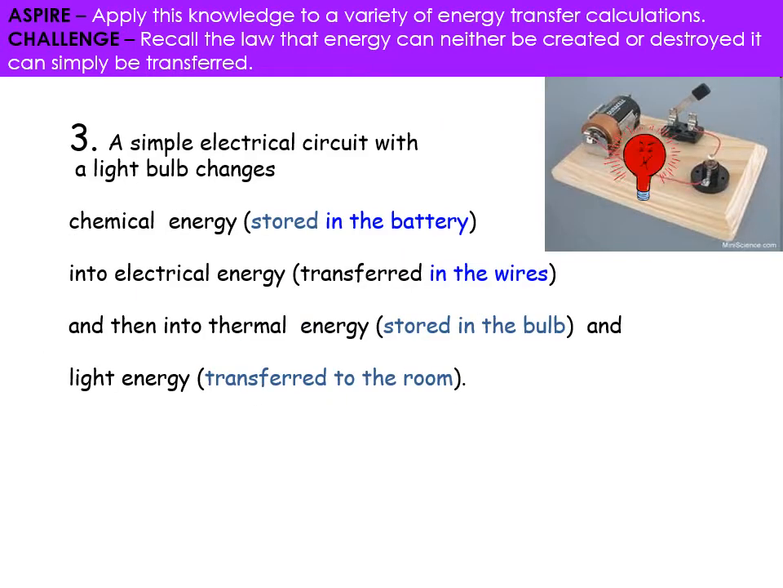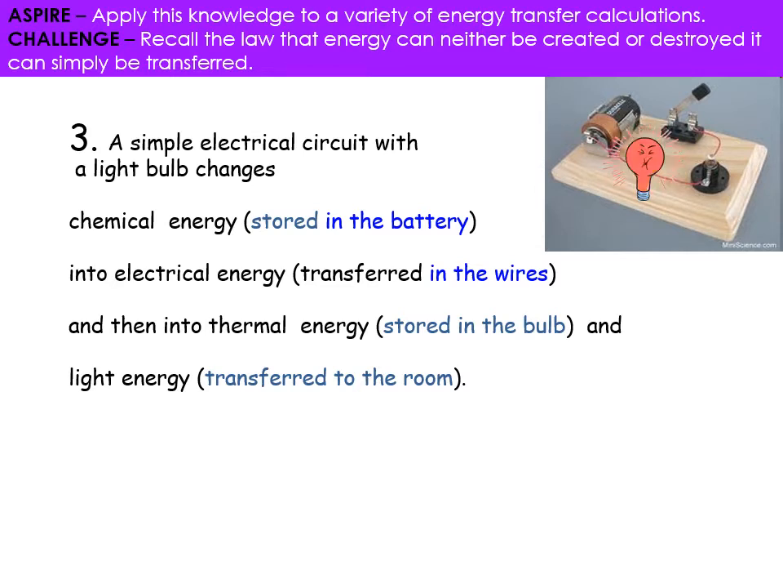We've got, in a simple electrical circuit with a light bulb, changes chemical energy, that's obviously stored in the battery, the chemical, into electrical energy, and that's transferred in the wires. And then it goes into thermal energy, which is stored in the bulb, and light energy, which is transferred to the room. Now I'm looking at that, and you can see that you've got thermal energy and light energy coming from the electrical energy.